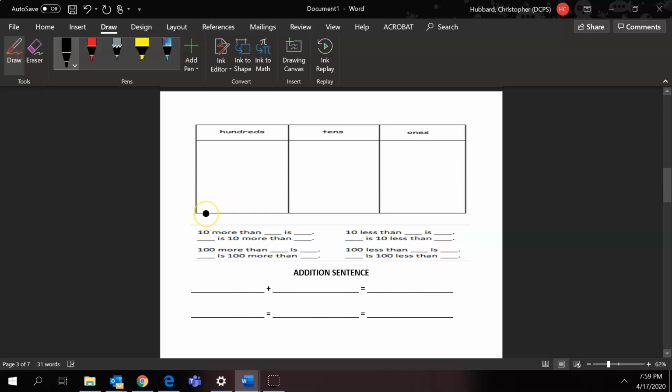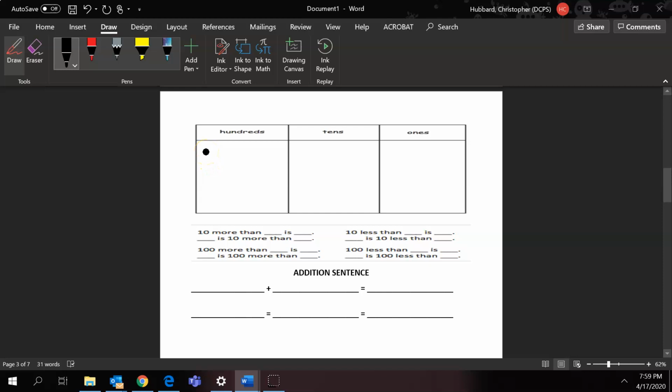Go ahead and get a piece of paper out and draw a hundreds, tens, and ones chart. If you need more time, pause the video and get your materials together. I'm going to go ahead and get started. So once you have your materials, I want you guys to draw chips to show me 157 on your place value chart.